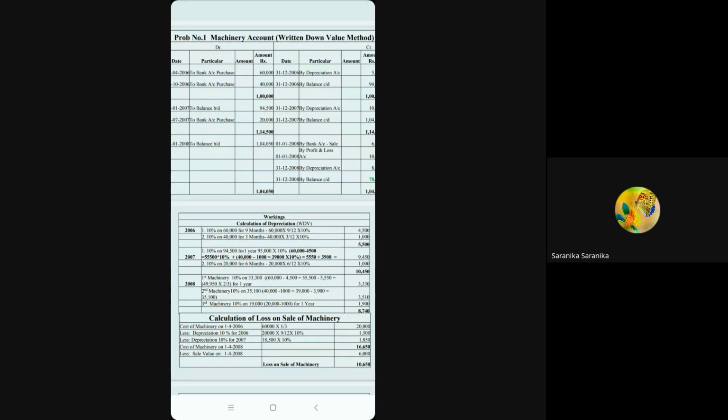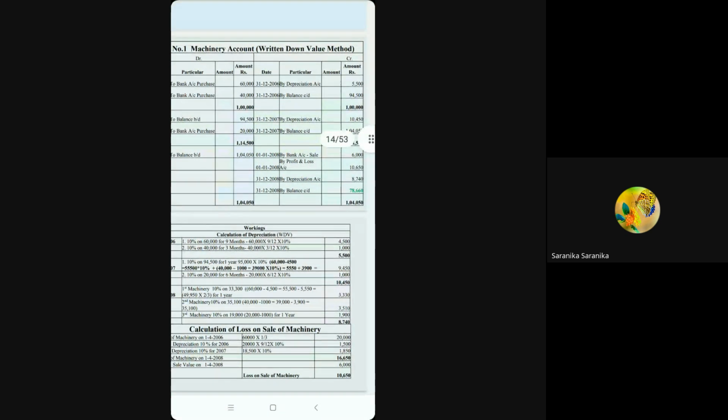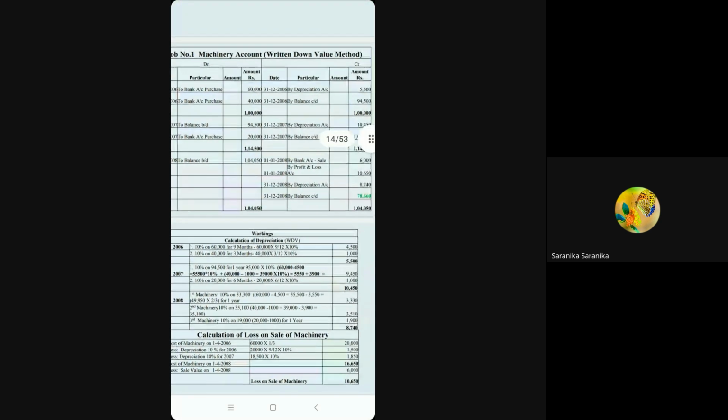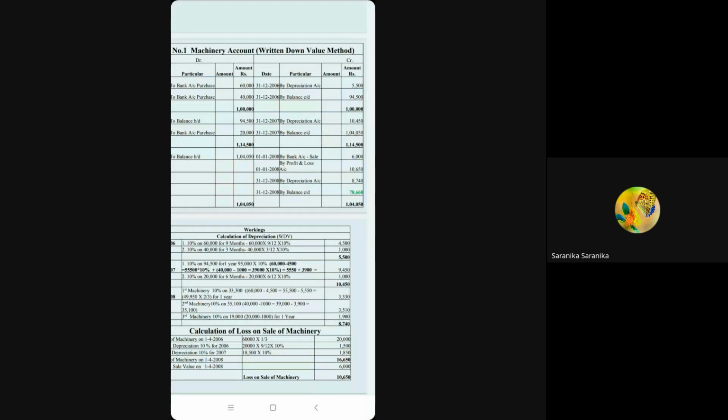Instead, very simply, easily, we can calculate under diminishing balance method on the book value. Book value means opening balance of your asset. Opening balance of your asset is 94,500 into 10%. That is the depreciation for the current year. Right? So 9,450. The other, third machinery you have calculated 20,000, that is 1,000 rupees you have to add with this.